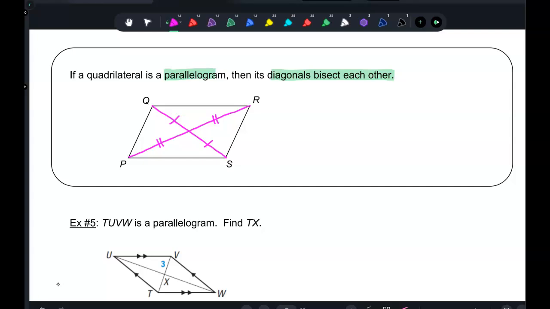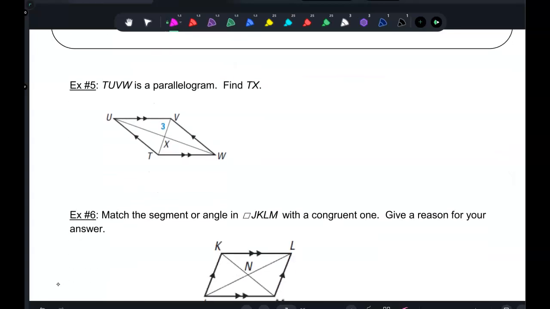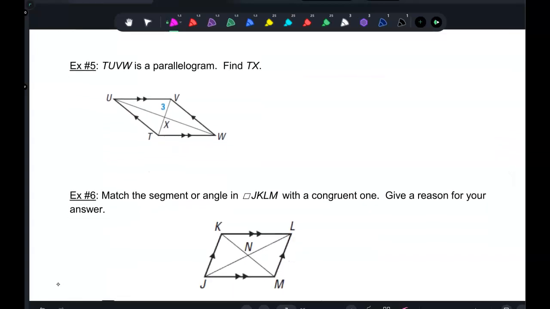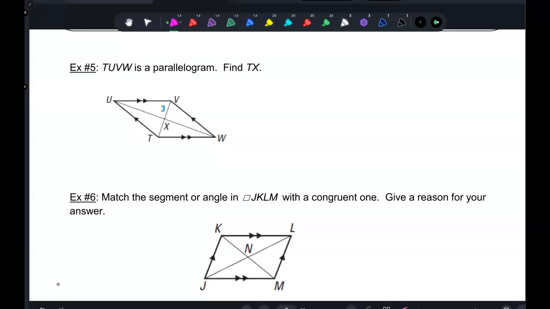That depends on if it's a parallelogram. Yes, if it's just a regular quadrilateral. What's an example of a quadrilateral that's not a parallelogram? Like a trapezoid. We did them in the last lesson.